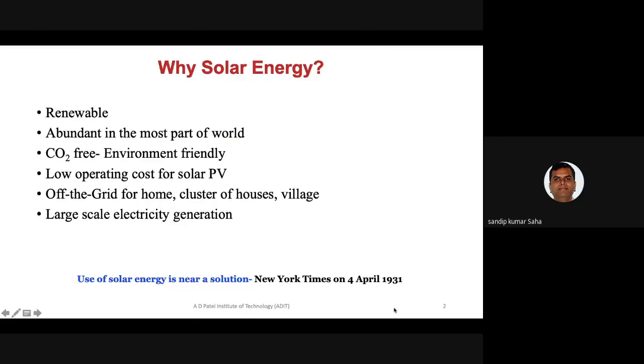So first, why we need solar energy? So obviously this is renewable, and in most part of the world this energy is abundant, and also it is environment friendly. And at the present day the operating cost for solar PV is very low, as the material science research has improved a lot. Also the solar energy could be a solution for home or cluster of villages, or even small villages also.